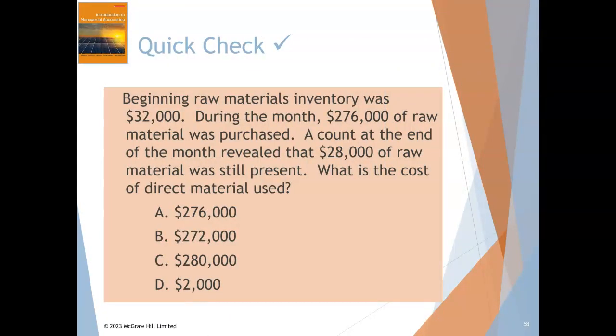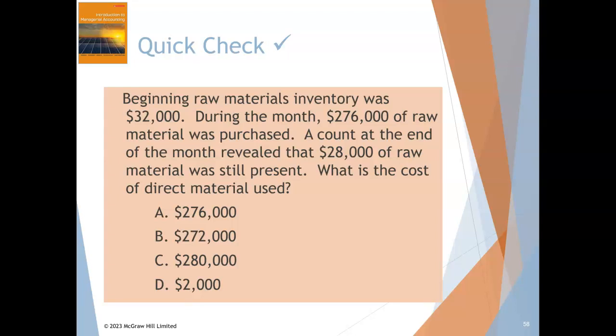Quick check. Beginning raw materials inventory was $32,000. During the month, $276,000 of raw material was purchased. A count at the end of the month revealed that $28,000 of raw material was still present. What is the cost of direct material used?